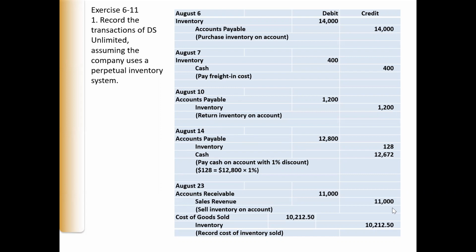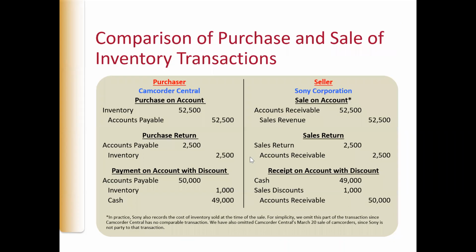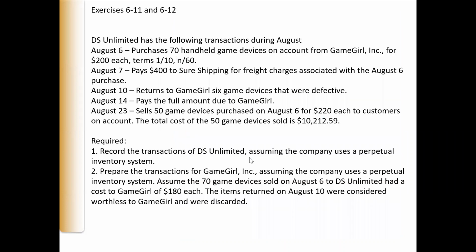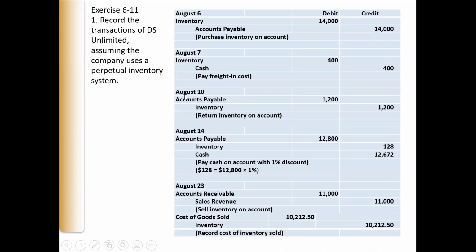Then it says we returned some goods, I believe is what it said. We returned 6 game devices that were defective. We're going to debit accounts payable for $1,200 and credit our inventory for $1,200.